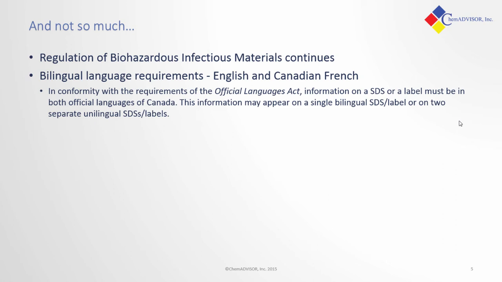Now, there are some areas where there are some differences. In Canada, the regulation of biohazardous infectious materials continues. The U.S. does not have that under their HCS 2012. Also, in Canada, there is a requirement for English and Canadian French, so two languages, and this is expressed in the HPR as in conformity with the requirements of the Official Languages Act. The information on an SDS or label must be in both official languages of Canada. This information may appear on a single bilingual safety data sheet or label, or on two separate unilingual safety data sheets and labels.